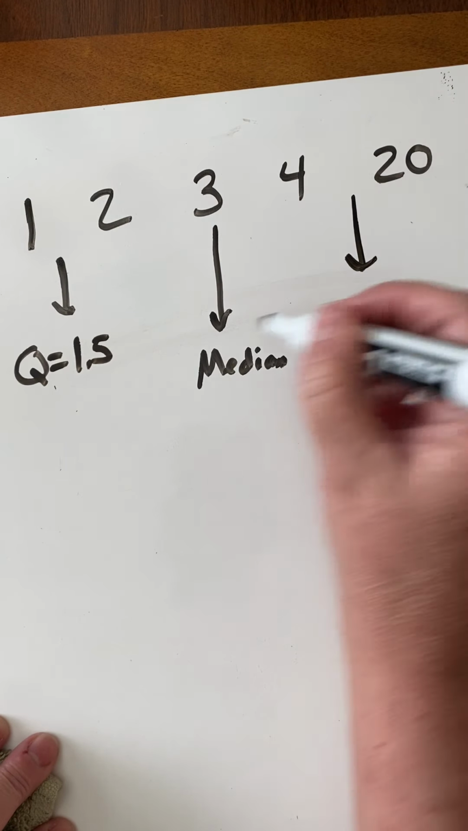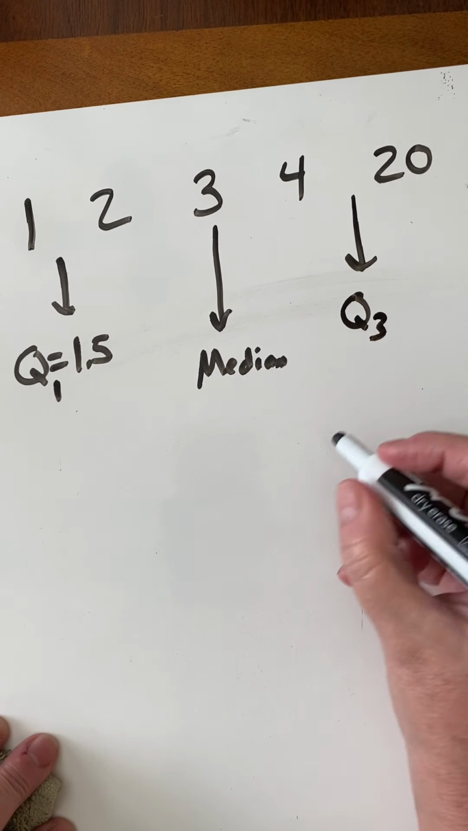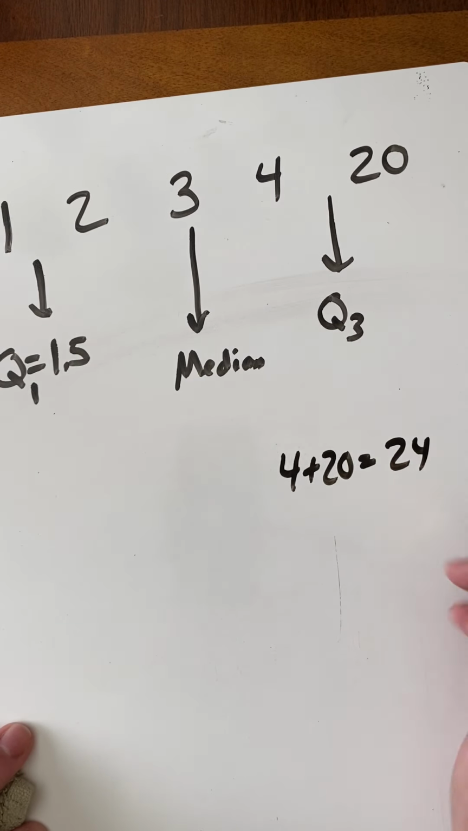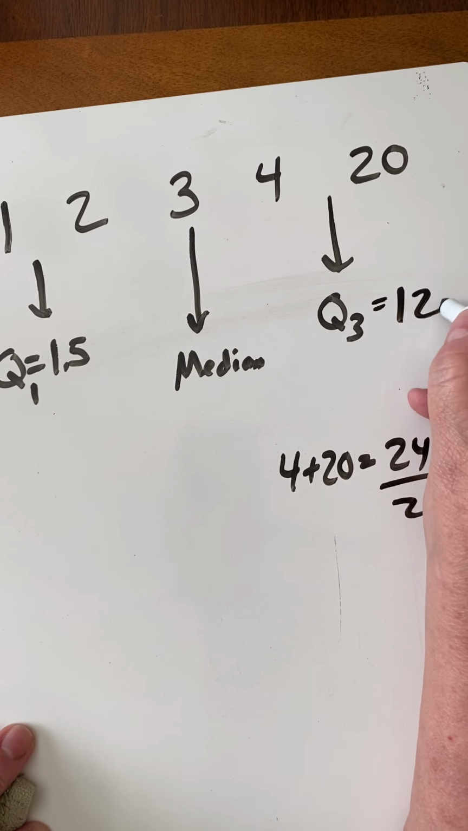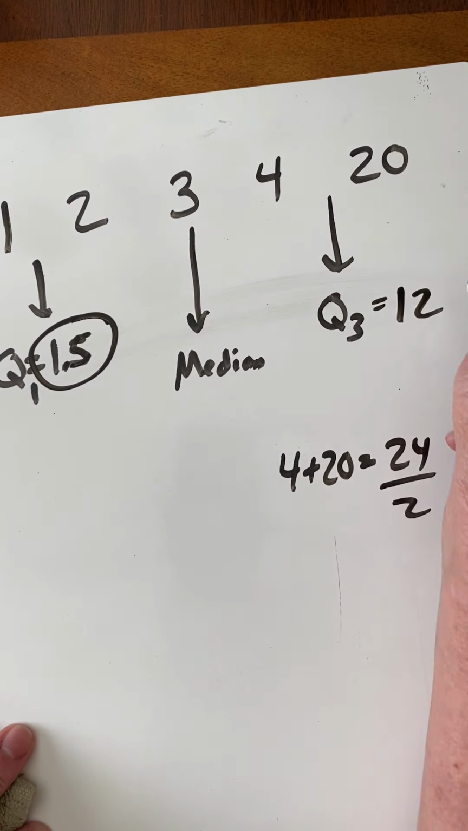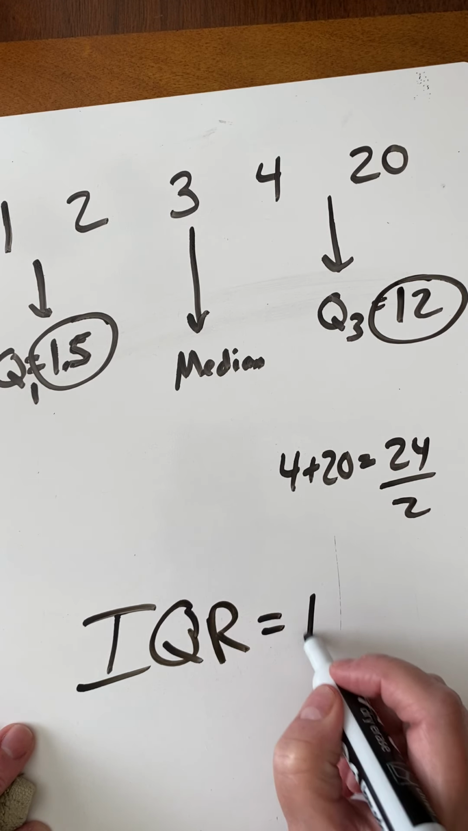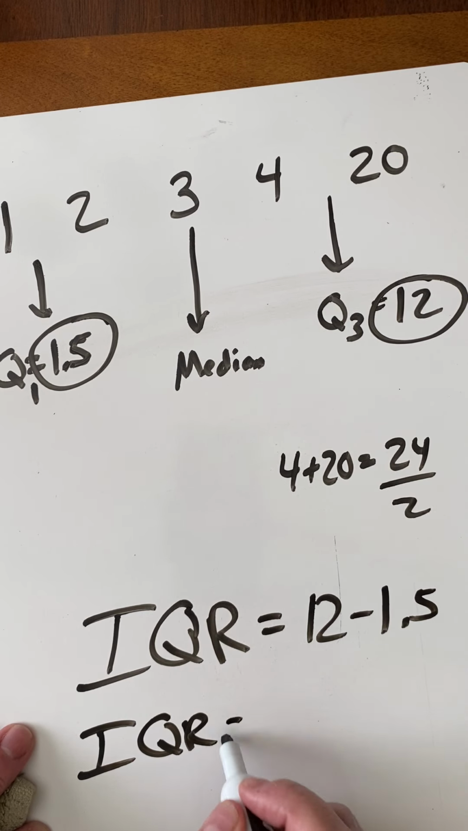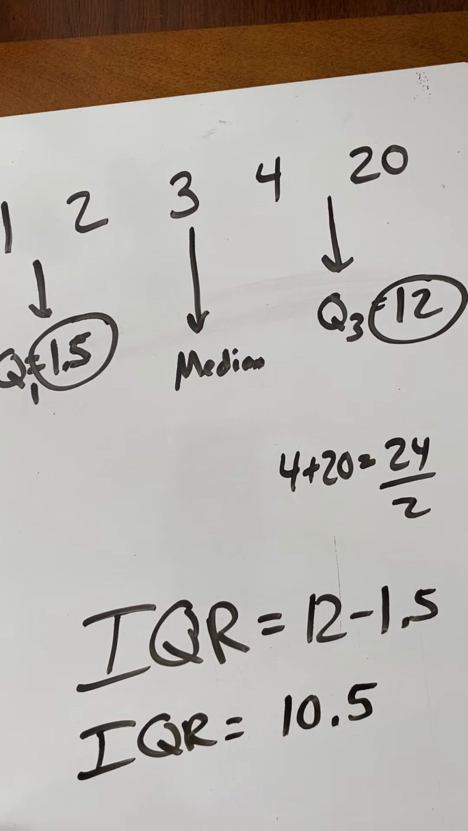My Q3 is in between a 4 and a 20. So to find out what that is, I'm going to add those two together. I get a 24 and then divide that by 2. So my interquartile Q3 is a 12. So I've got a 1.5 and a 12. And so my interquartile range then is going to equal 12 minus 1.5, which is a 10.5. It'll be a 10.5.